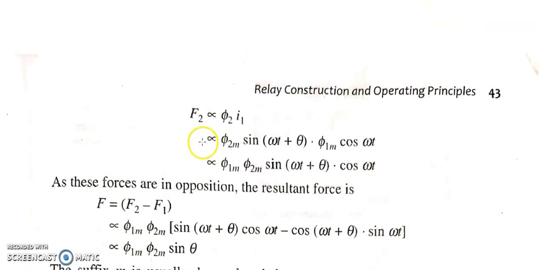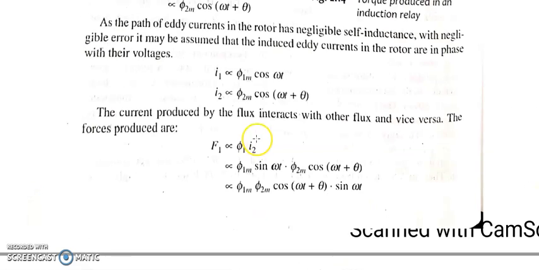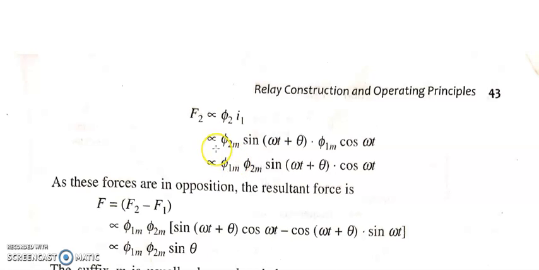Now coming to F2, similarly F2 is also due to the alternating quantity phi 2 as well as the eddy current due to phi 1, that is I1. So it is the product of alternating quantity phi 2 as well as the eddy current I1. Similarly, I am going to substitute the value of phi 2 here. Phi 2 we already know is nothing but phi 2m sin omega t plus theta, and I1 we already know is phi 1m cos omega t. Again I am going to rearrange this: phi 1m phi 2m sin omega t plus theta into cos omega t.